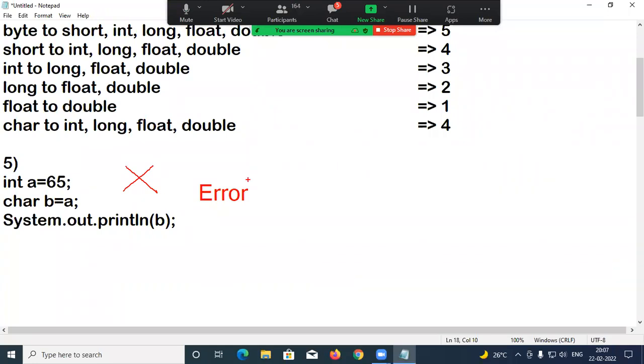So A is an int type. B is a character type. Int to character comes under 23. So it's an error. Okay. Just note down this one.